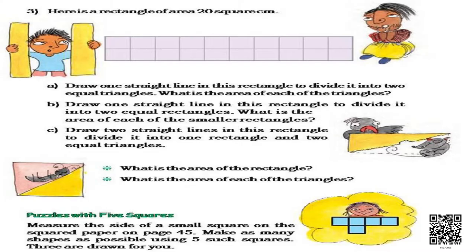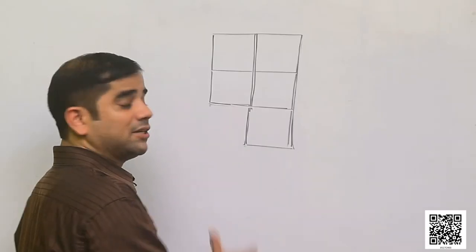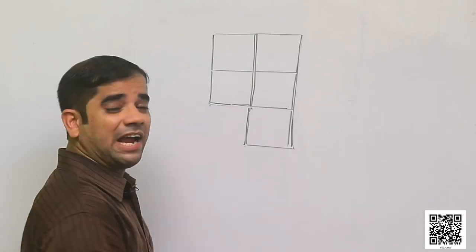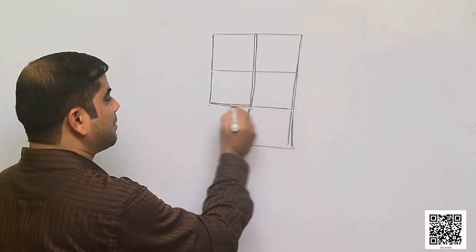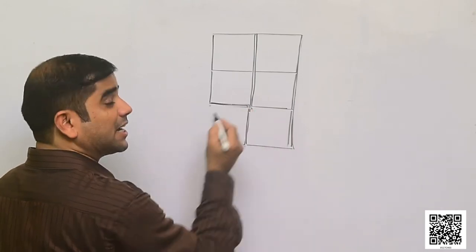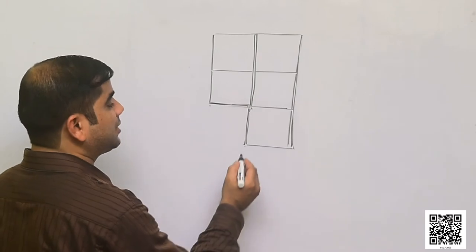What about the perimeter? If you go through, you can find out that each shape has 12 centimeter as its perimeter. So let us draw another shape and find out whether its perimeter is 12 centimeter as well. Students, I have drawn a shape using the 5 given squares. We know that perimeter is nothing but the boundary. So let us calculate the perimeter of this shape.